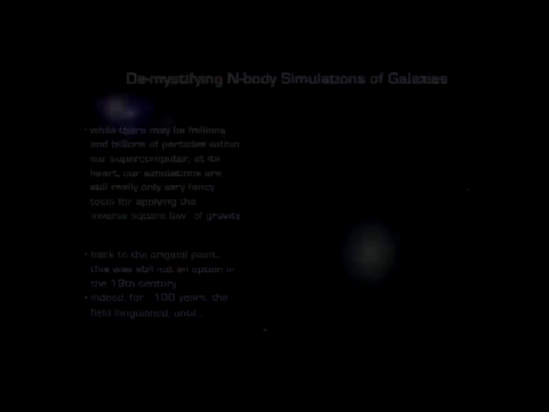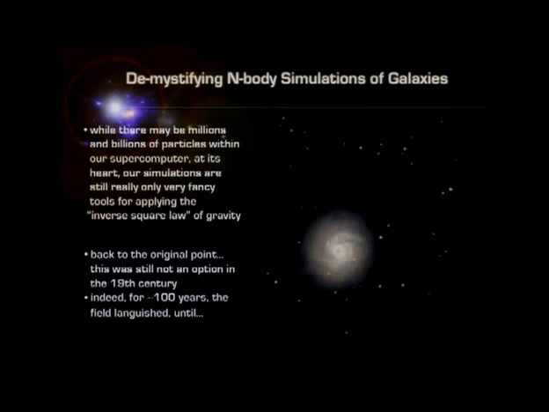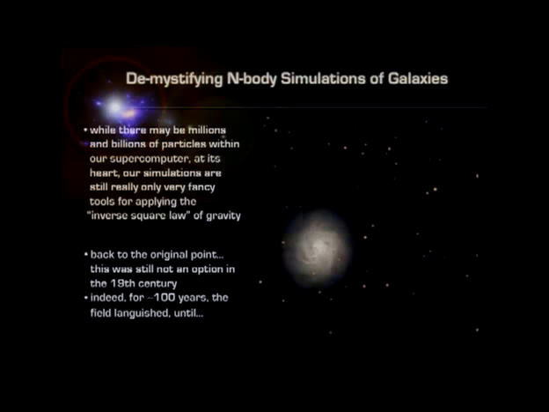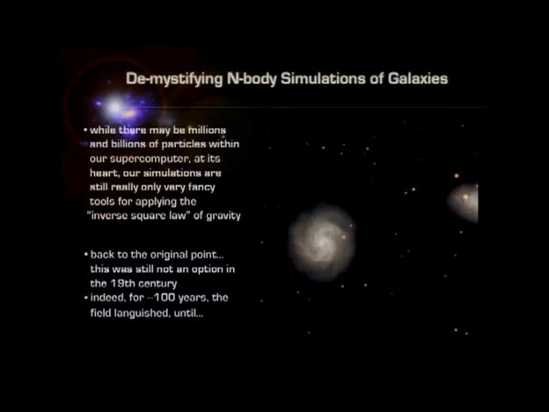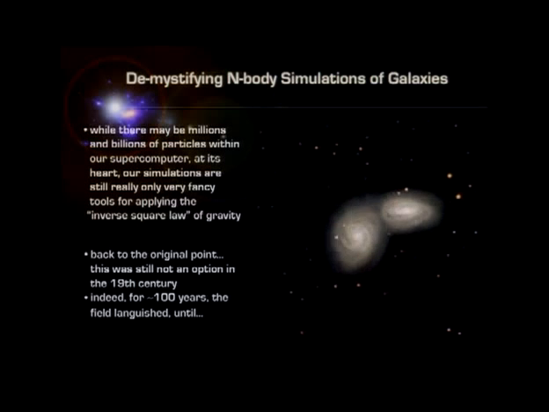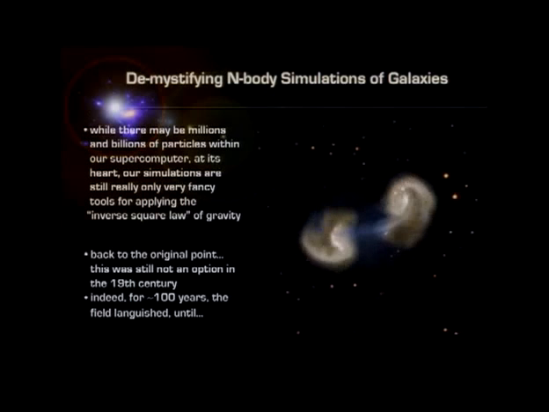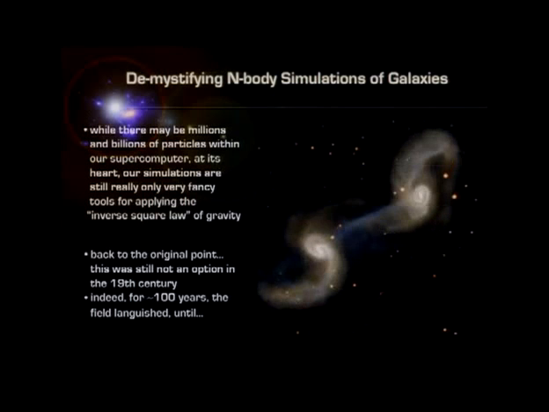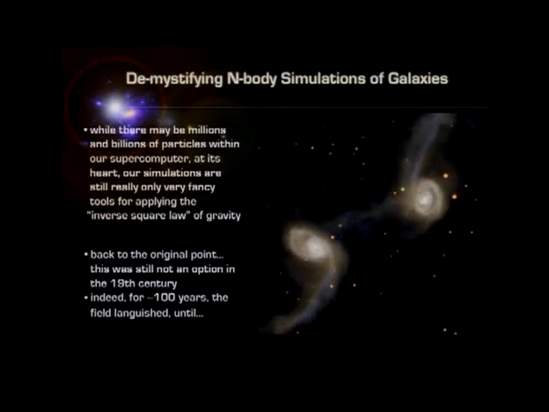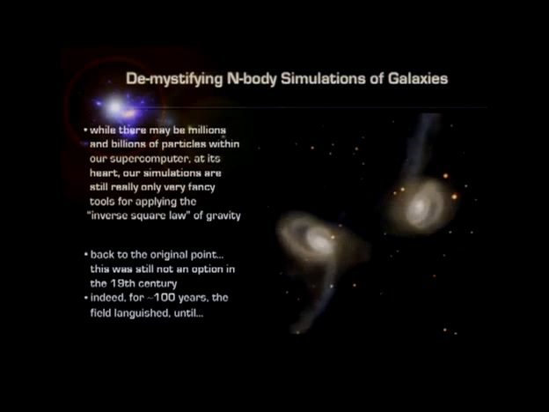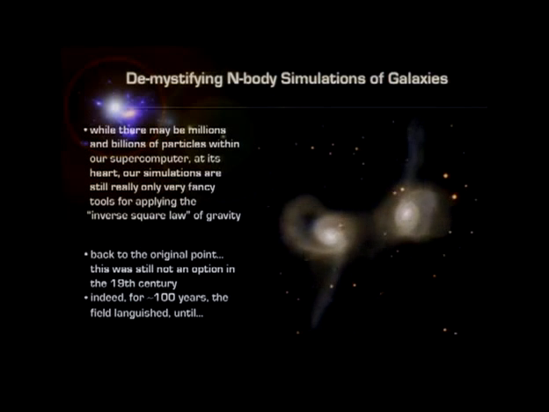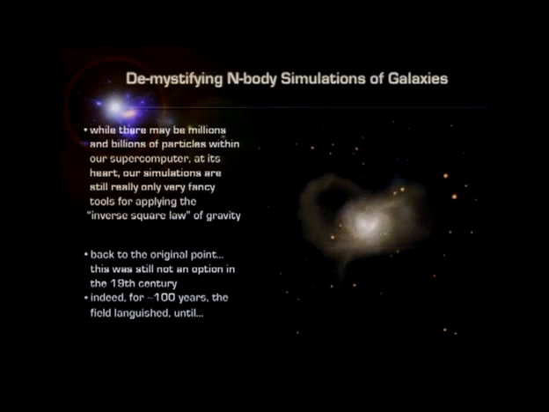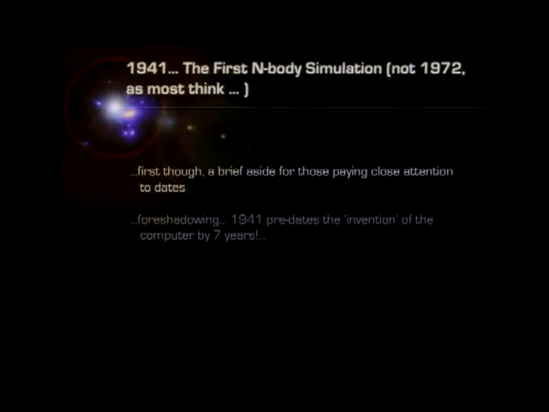And that's really all that goes into these sorts of simulations. So there may be millions, or there may be billions of particles in there, but they're really, at some level, just fancy tools for applying the inverse square law of gravity. So again, back to the original point, there really wasn't an option for Parsons in the mid-19th century, and so in terms of modeling, nothing really happened for about 100 years or so, until 1941, and that's when the first n-body simulation came out.